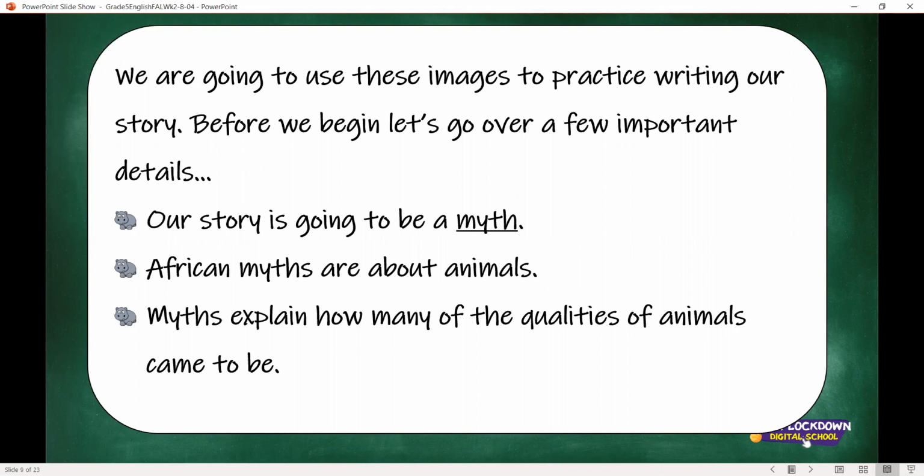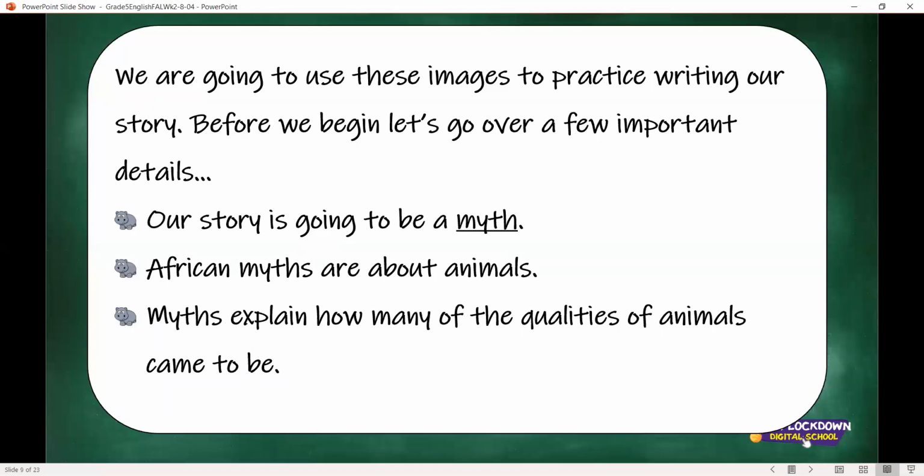All right, our story is going to be a myth. So it's not going to be a true story. African myths are about animals. So we want to do an African story, an African myth, and the characters in an African myth are animals. That's why it's not true. Okay. Now, myths explain how many of the qualities of animals came to be. I'm going to go into that for you. So it's not a true story. Your characters are going to be animals.